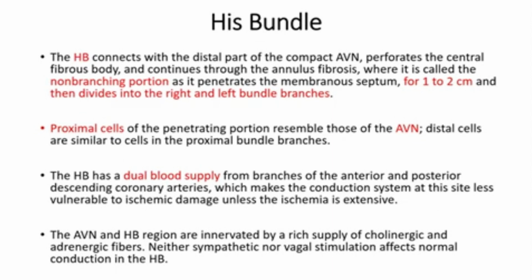That's why it's easier, if you have an MI, to get an AV block first from it. Versus the His-Purkinje system, we said it is after you pass this penetrating portion from the AV node, you reach the first portion, which is 1 to 2 centimeters. It is the non-branching portion. Then it goes to the right and the left bundle branches.